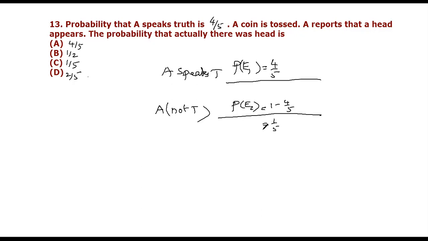No, no, that's wrong. Speaking the truth and not speaking the truth are each 50%. A speaks the truth with 50% chance because they are mutually exclusive and exhaustive events. So there is 1 by 2 chance to speak the truth or not speak the truth.